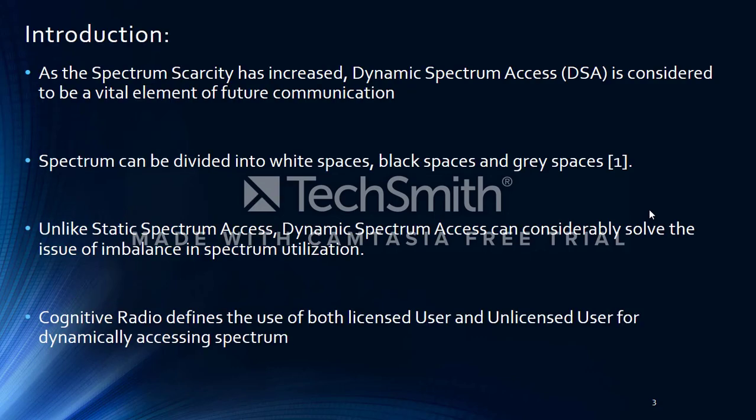Introduction. As spectrum scarcity has increased, dynamic spectrum access is considered to be a vital element of future communication. Spectrum can be divided into white spaces, black spaces, and gray spaces. Unlike static spectrum access, dynamic spectrum access can considerably solve the issue of imbalance in spectrum utilization. Cognitive radio defines the use of both licensed and unlicensed users for dynamically accessing spectrum.